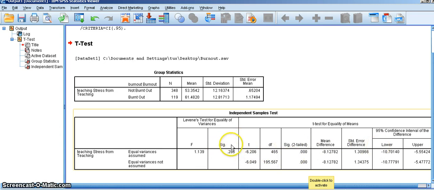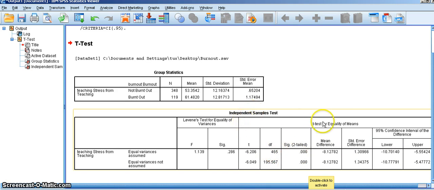So in this case, our Levene's test is not significant, right? It's because 0.28 is greater than 0.05. So in this case, we can say we're assuming that the variances are equal, we can stay on this line and look just across to look if our main test is significant or not.